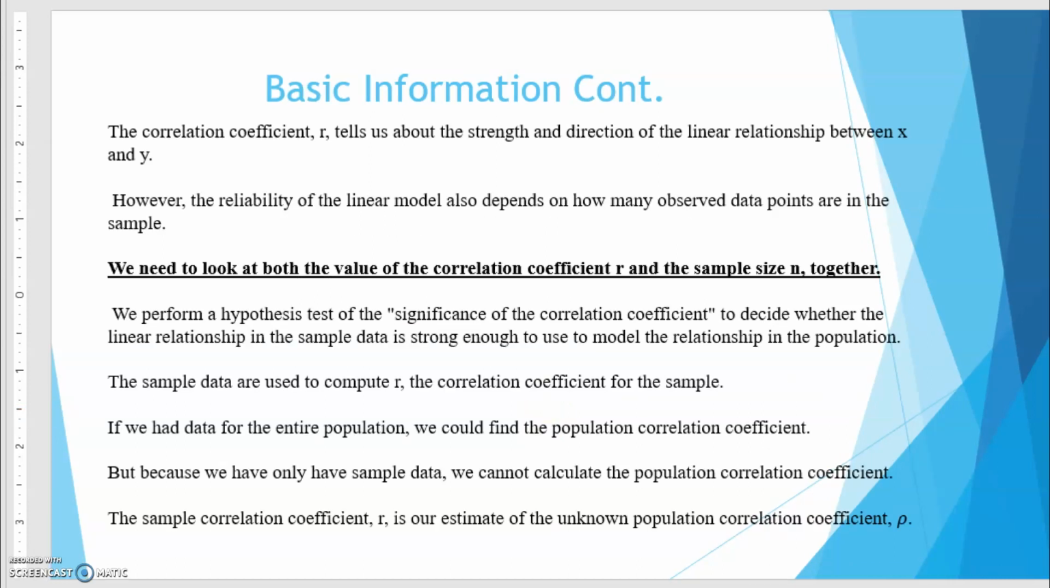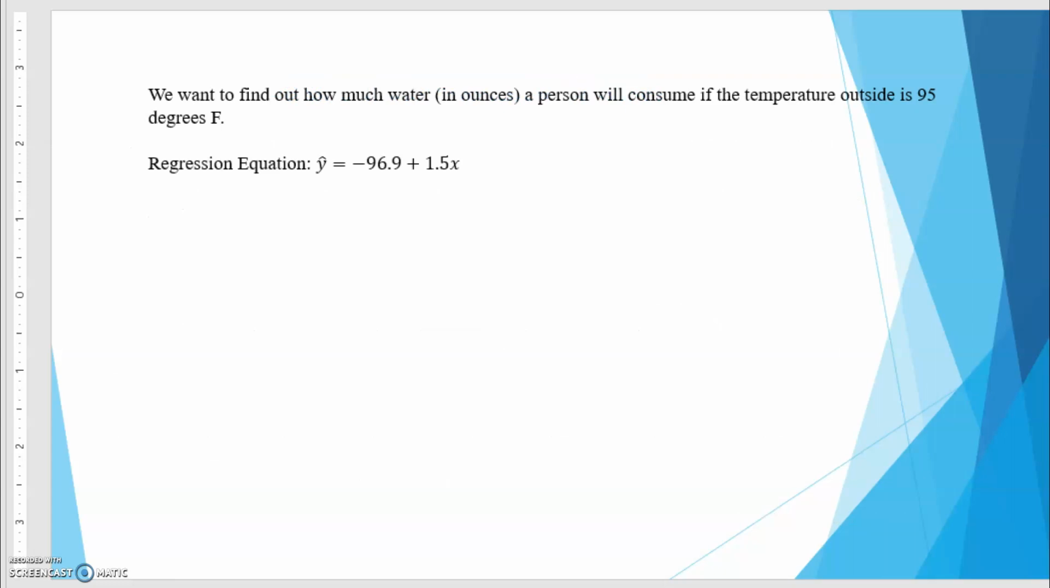All right, now say we want to find out how much water in ounces a person will consume if the temperature outside is 95 degrees Fahrenheit. So here's our regression equation. First off, I need to figure out what is my x and what is my y. My x is my independent, my y is my dependent, or the thing that is being predicted.